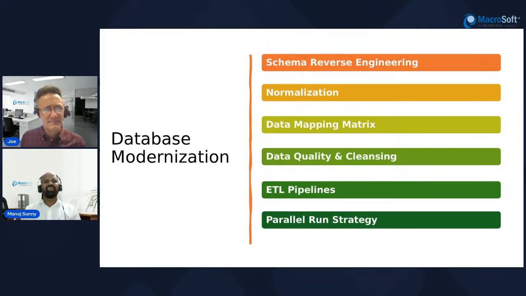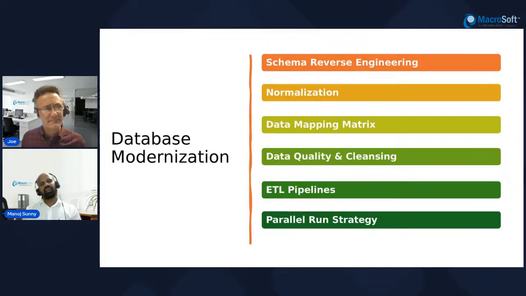So we want the new system to start with clean, reliable data, not carry over old problems. Once we are ready, we build ETL pipelines. We might use tools like SSIS or Python scripts to extract, transform, and load the data into a modern database like SQL Server or PostgreSQL. We validate every step to make sure nothing breaks along the way.